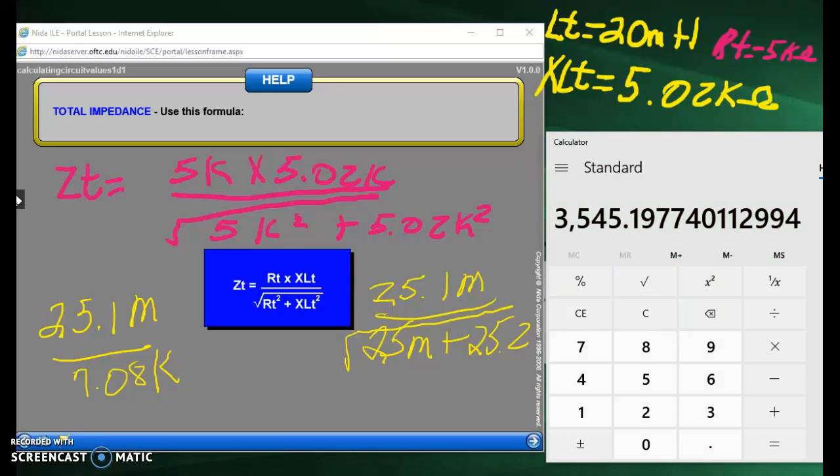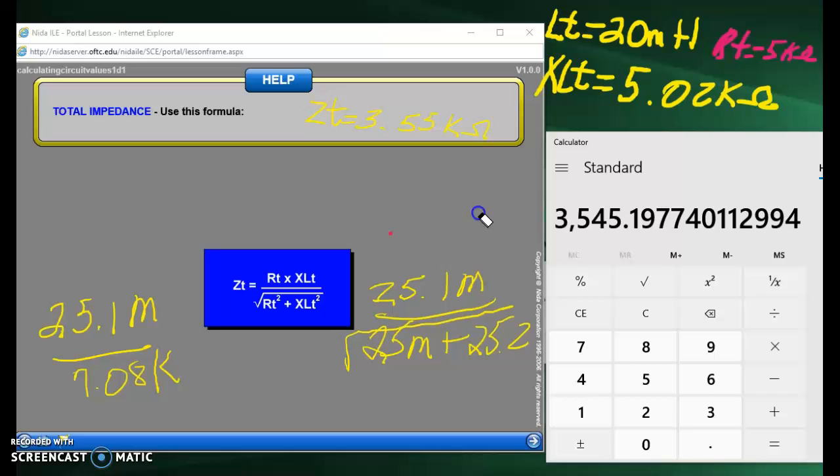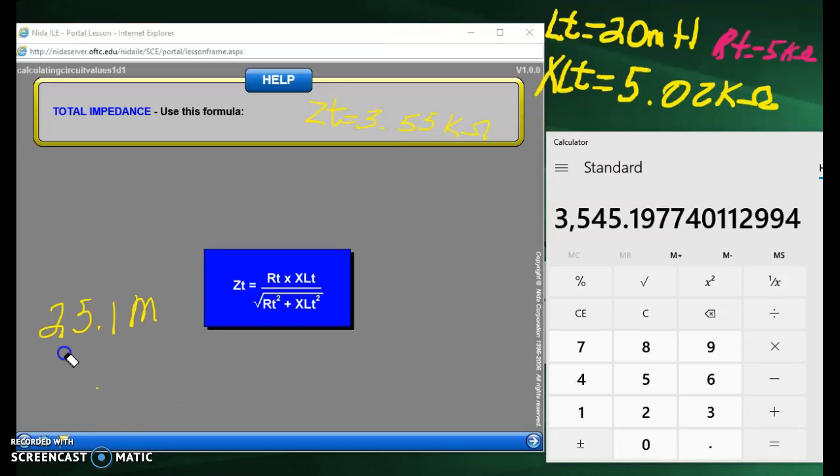So let's write that down. ZT equals 3.55 K ohms. So we're getting closer, but we're far from done. Still got plenty of math left to do. And just like you guys, I can make mistakes, and that's why sometimes I have to go back and re-explain things. So let's go ahead and see what our next help was.